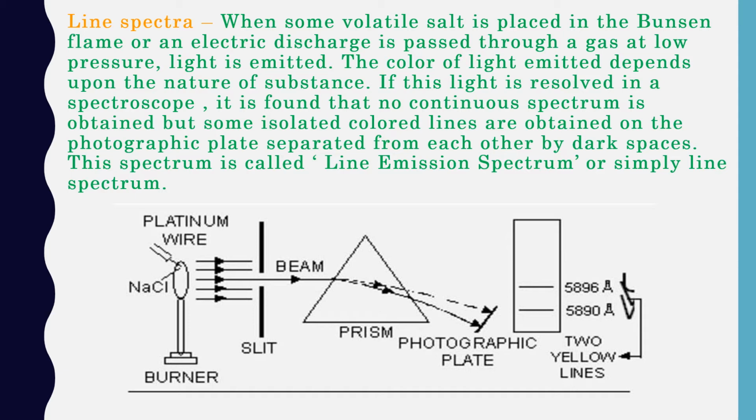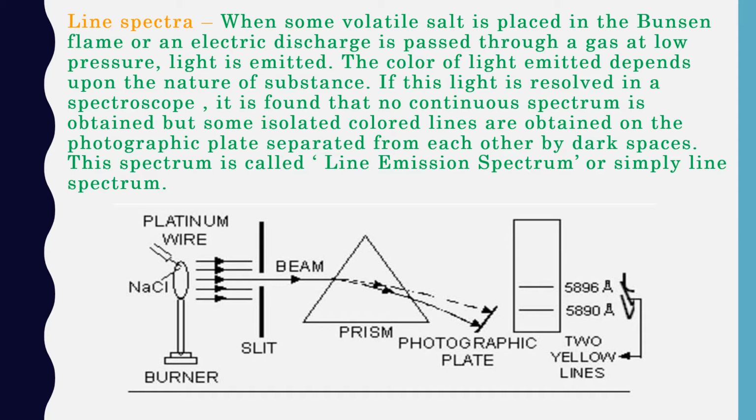And if this light is resolved in a spectroscope, it is found that no continuous spectrum is obtained, but some isolated colored lines are obtained on the photographic plate, separated from each other by dark spaces. So this spectrum is called line emission spectrum, or simply line spectra. Each line in the spectrum corresponds to a particular wavelength. You can see over here, for sodium salt we are getting two yellow lines having certain wavelengths.